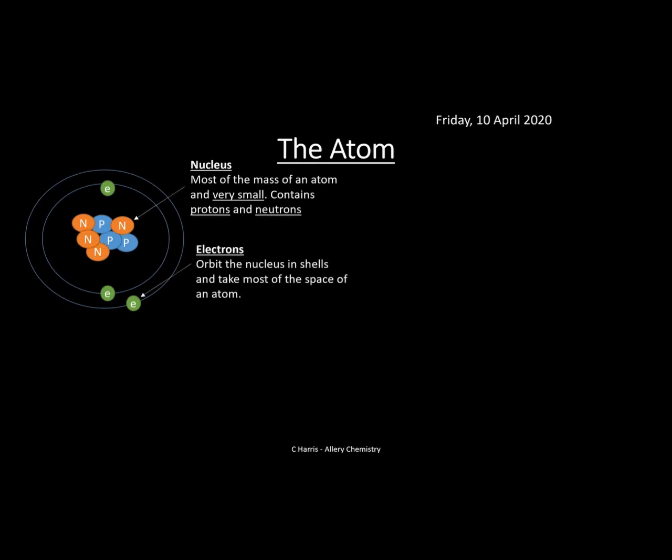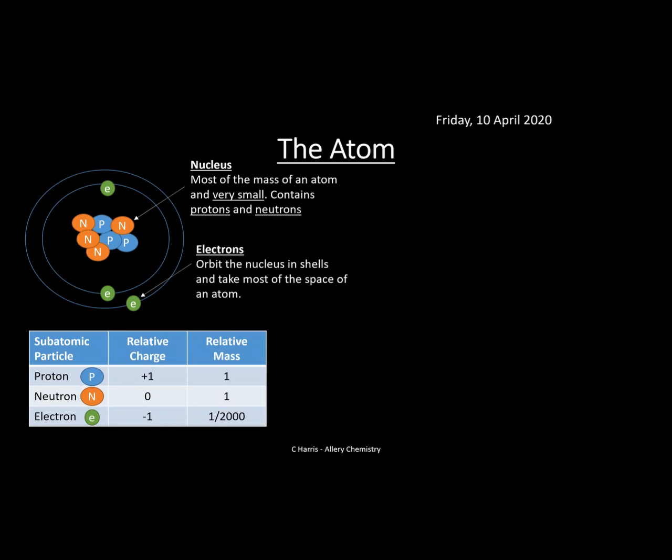Okay, so the first thing we're going to look at is the atom. The atom is basically the building block that makes up everything in chemistry. In the middle of the atom, we have a nucleus, and the nucleus is made up of protons and neutrons. These are the subatomic particles that make up the middle of the atom. What orbits the middle is the electrons, and the electrons have a negative charge, as you'll see in this table. They have a relative mass of 1 over 2,000.